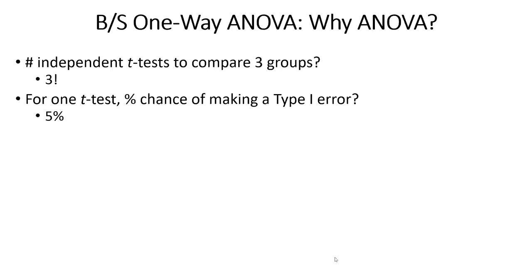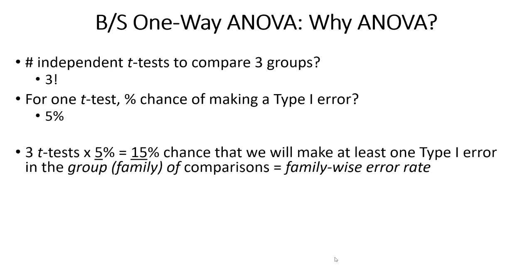But the thing is that we would need to conduct 3 independent samples t-tests to compare all 3 groups here. And we can't consider those 3 t-tests as independent from each other. So we'd actually need to take the number of t-tests needed, 3, and multiply that by 5%. So 3 t-tests times 5% equals 15%. There's actually a 15% chance that we will make at least one type 1 error in the group or family of comparisons here. That 15% chance is a family-wise error rate.